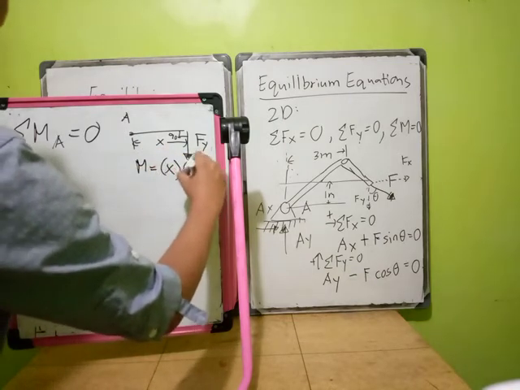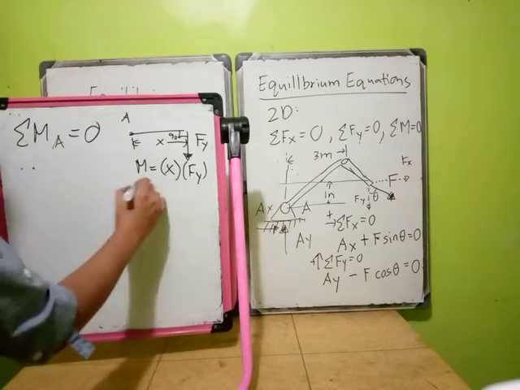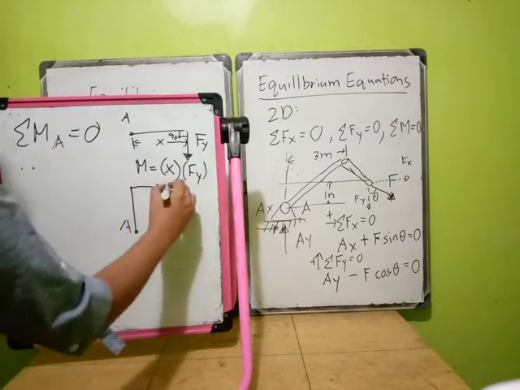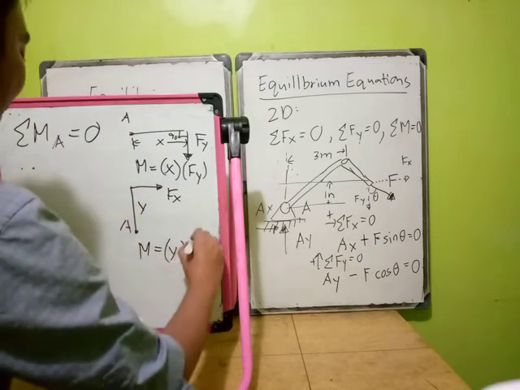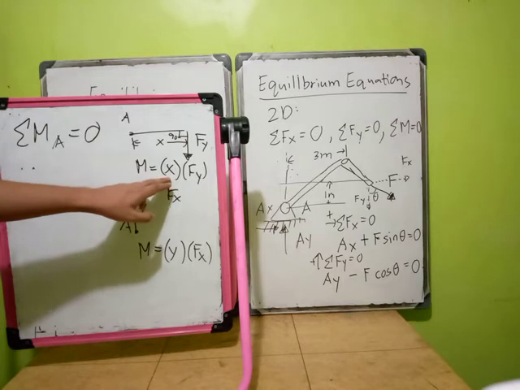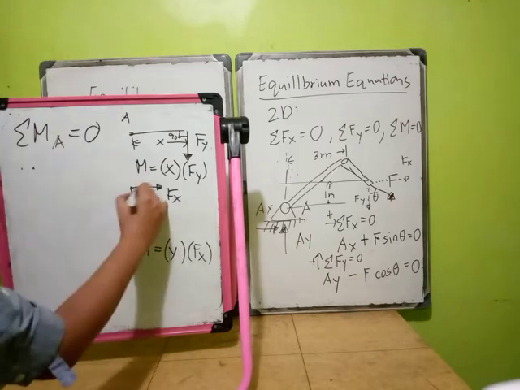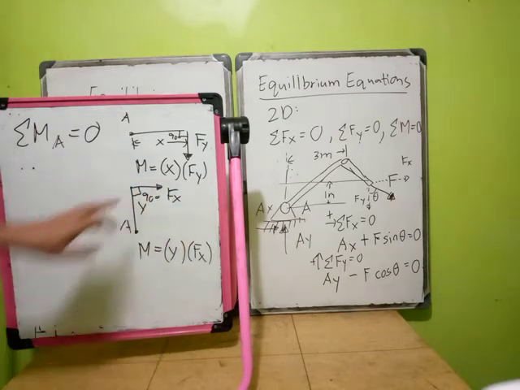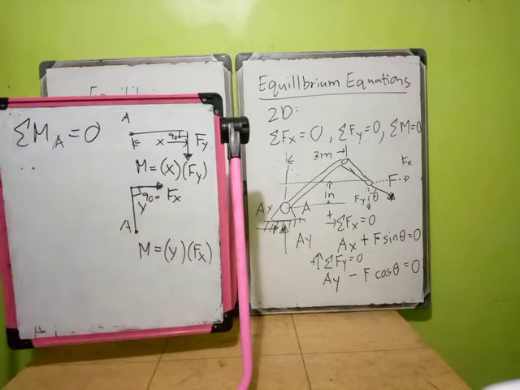X times force Y. Kapag vertical naman, ito yung A natin. Sabihin natin, ito yung point A natin, saka ito yung force. Sabihin natin, force X kasi X direction siya. So, yung moment mo dito is equal to Y times Fx. Okay? Kaya sinabi ko, dapat yung moment arm at saka yung force, dapat ganito sila. Dapat naka 90 degrees sila with each other para ma-compute mo yung moment. Okay? So, yun yung kaibahan. Baka malito kayo.